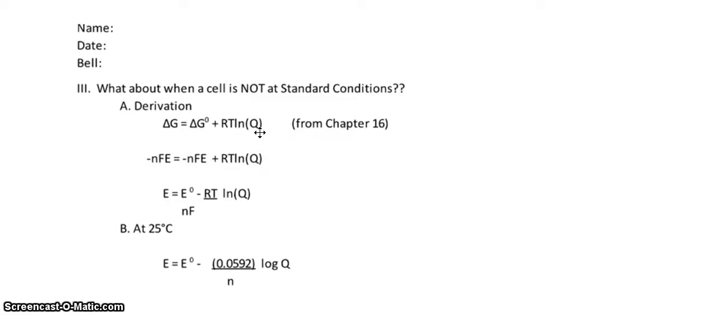And what is Q? Q is the reaction quotient. You set it up like any other equilibrium expression, but this time the Q means it's not at standard conditions. It's not at equilibrium. So there's that. And then, substituting, what does delta G equal? Well, negative nFE, so that's your cell potential.